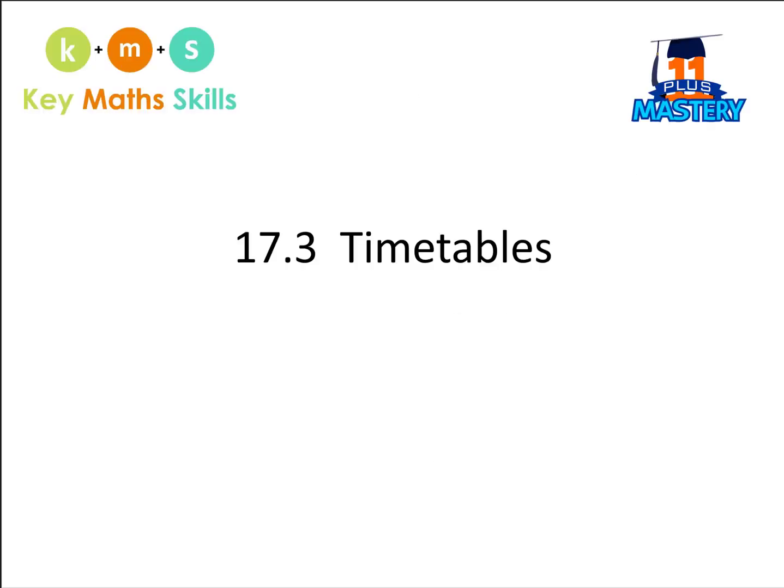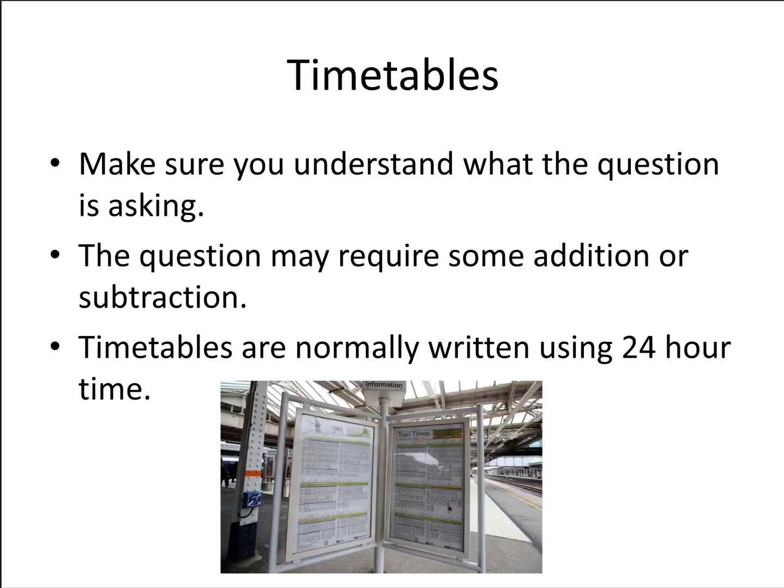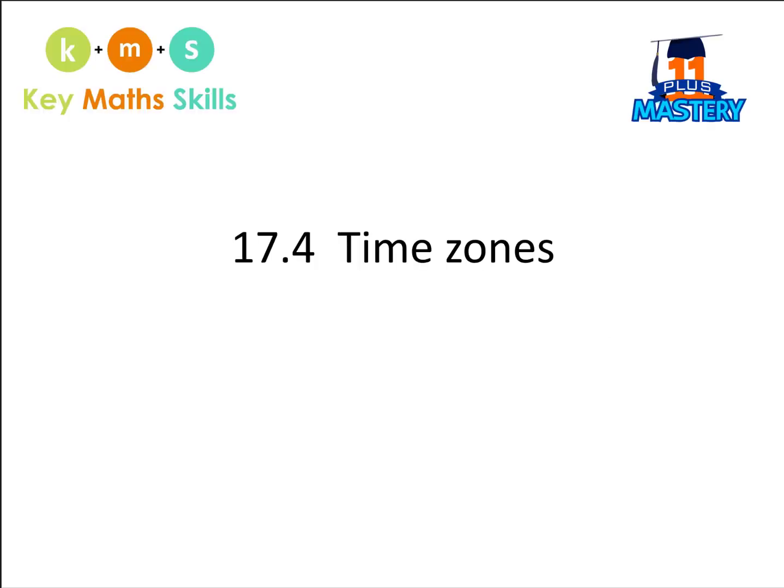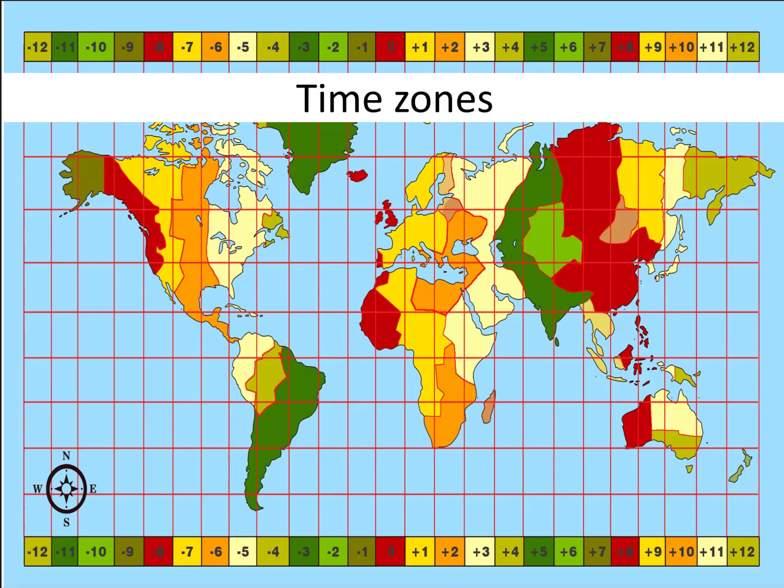The next section is on timetables. When you answer questions on timetables, you need to make sure you understand what the question is asking. The question may require some calculations, particularly addition or subtraction, and timetables are normally written using 24-hour time. The final section is on time zones. Since the Earth is constantly rotating on its axis, it is different times in different parts of the world. So the world is divided into a number of time zones, as you can see here on this map.